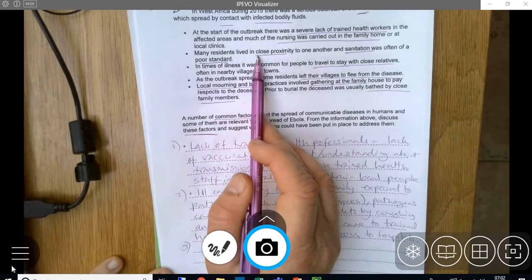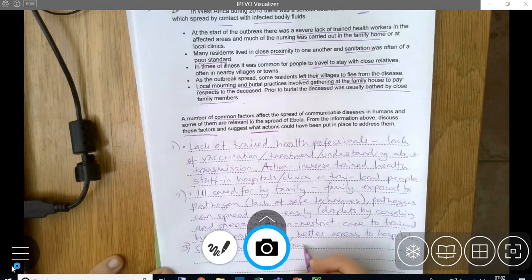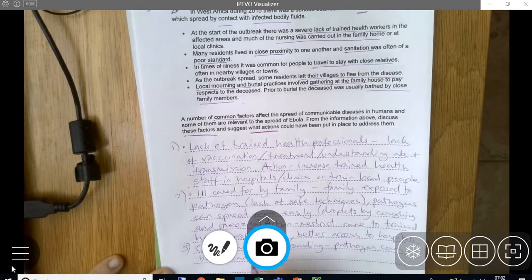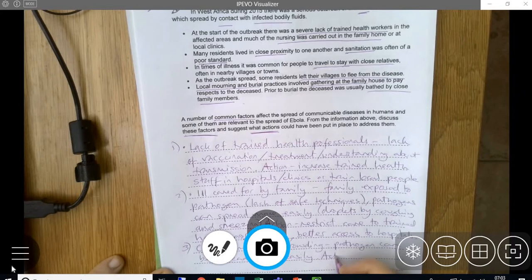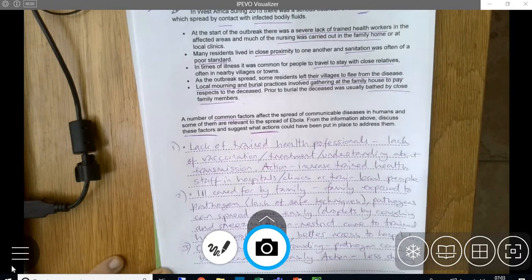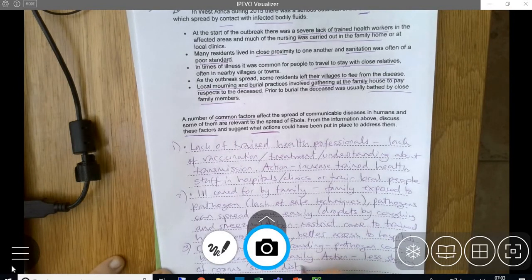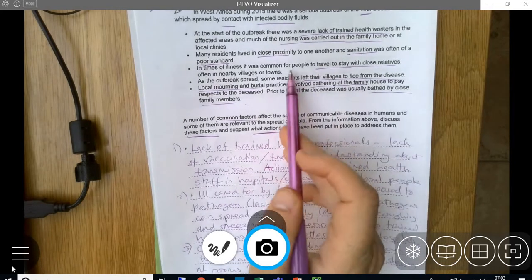Here's many residents lived in close proximity. Okay, so probably overcrowding, which obviously means the pathogen can be spread more easily. And we can say, again, how is it spread? An action: less sharing of rooms. We could even say social distancing. Okay, we would know what that would mean. That would be our action. So that's number three.